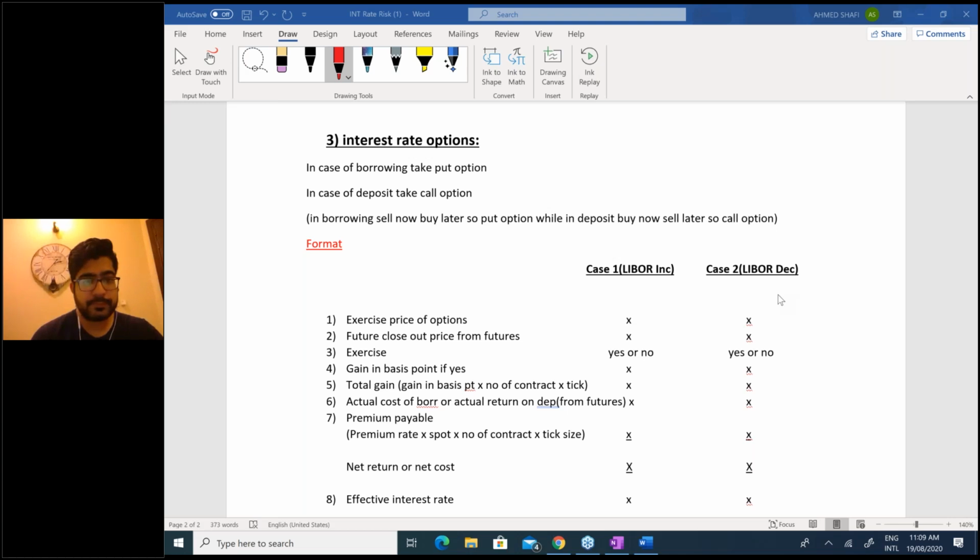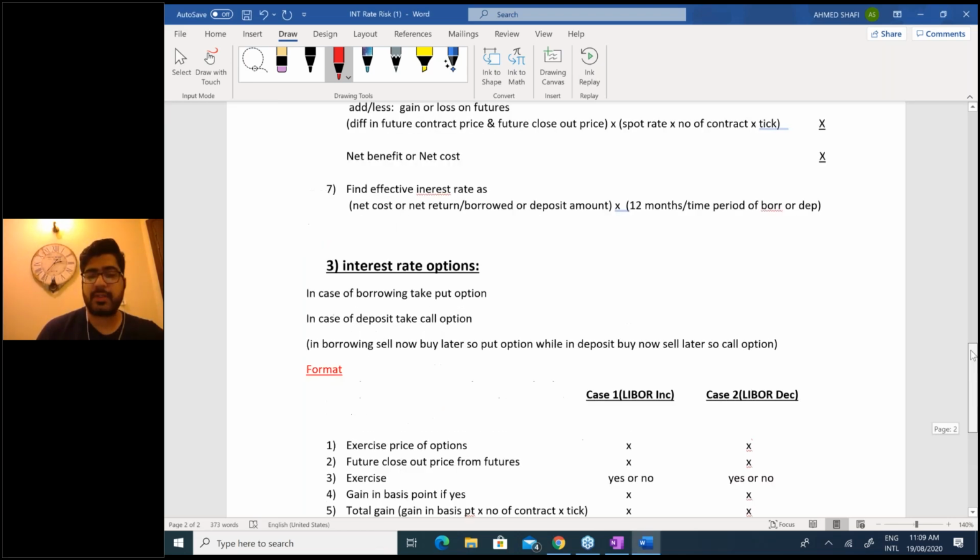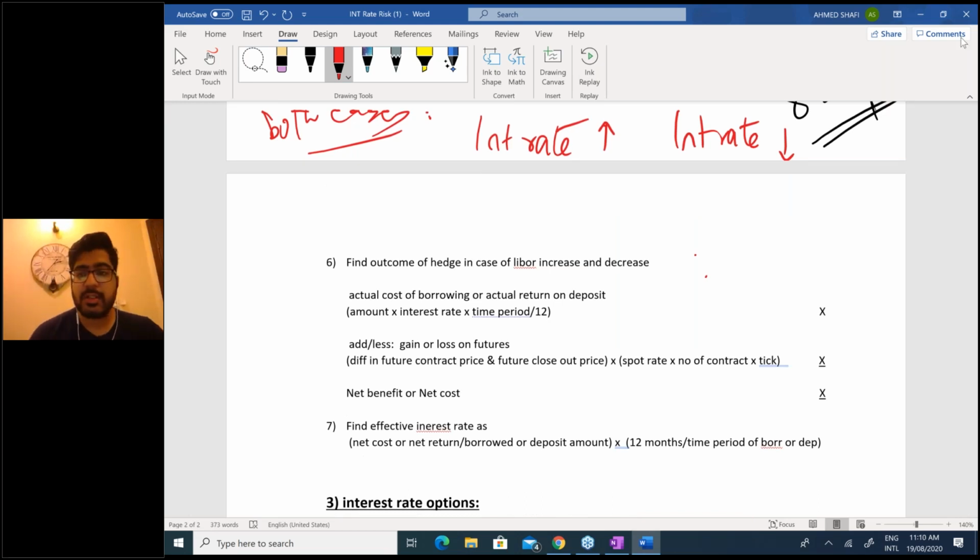Yes, Seth, you're right. Yes, Abby. At Rito, we are selling the contracts and buying it later. Step 8 is the effective interest rate. Now, what is the effective interest rate? Sorry, the 7th step. I mistakenly said step 8. The 7th step is the effective interest rate. You just need to convert your answer into a percentage, the effective rate.